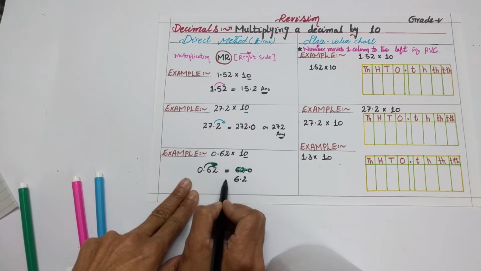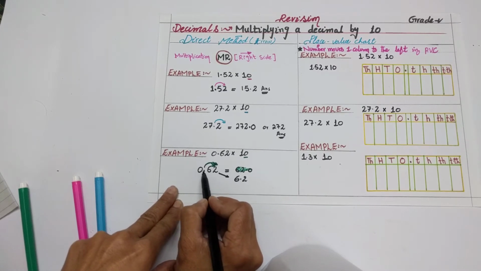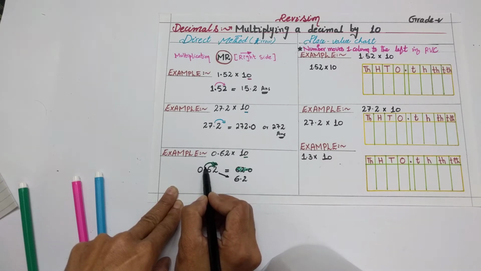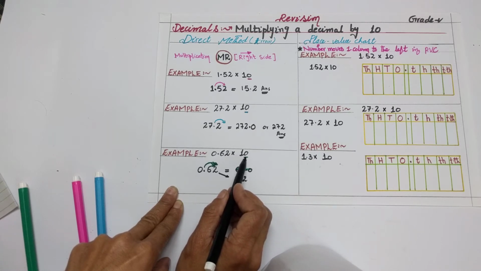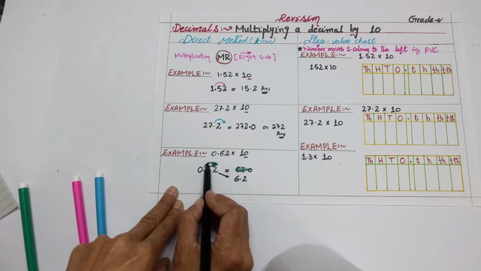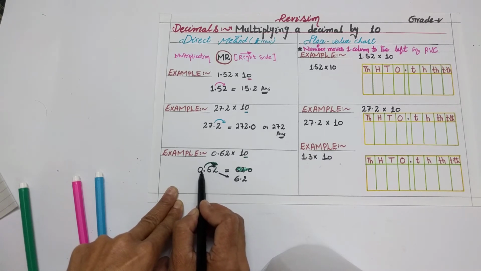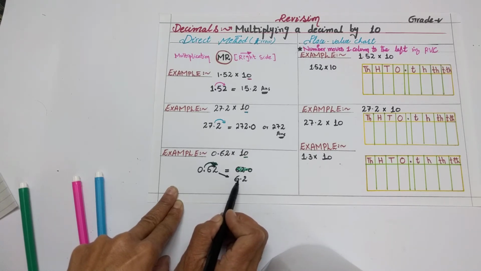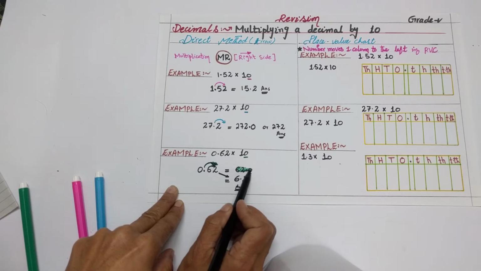The answer will be 6.2, because here the decimal is after 0. So I will shift the decimal one place to the right side, because in the multiplier I have 1 zero. So after one place I am shifting the decimal after 6. Firstly we had the decimal after 0, now we have the decimal after 6. So our answer is 6.2. That is our required answer. Clear? Sorry for this mistake, okay?